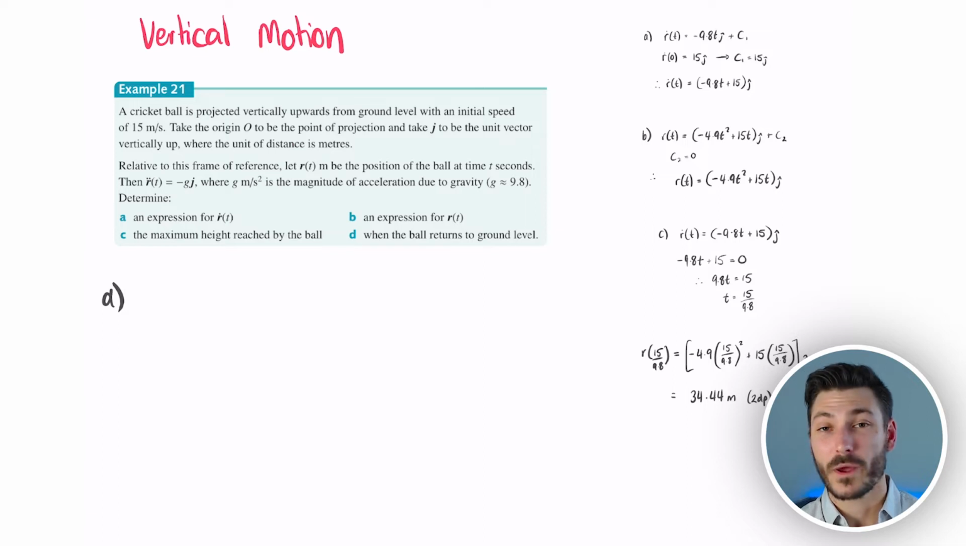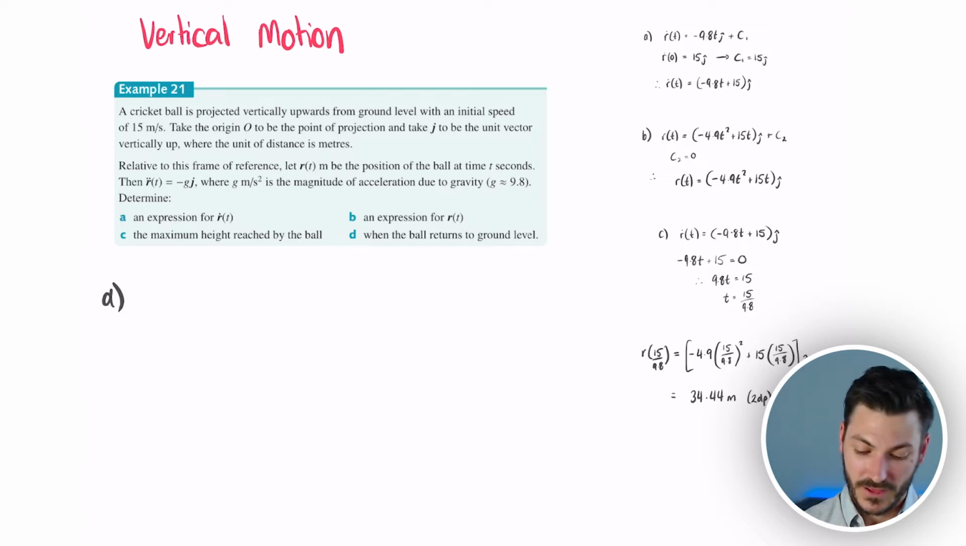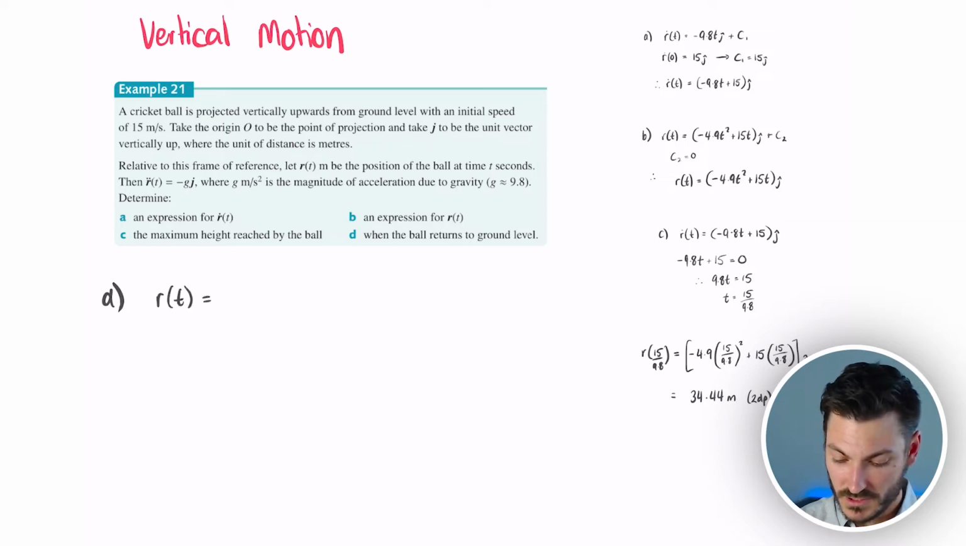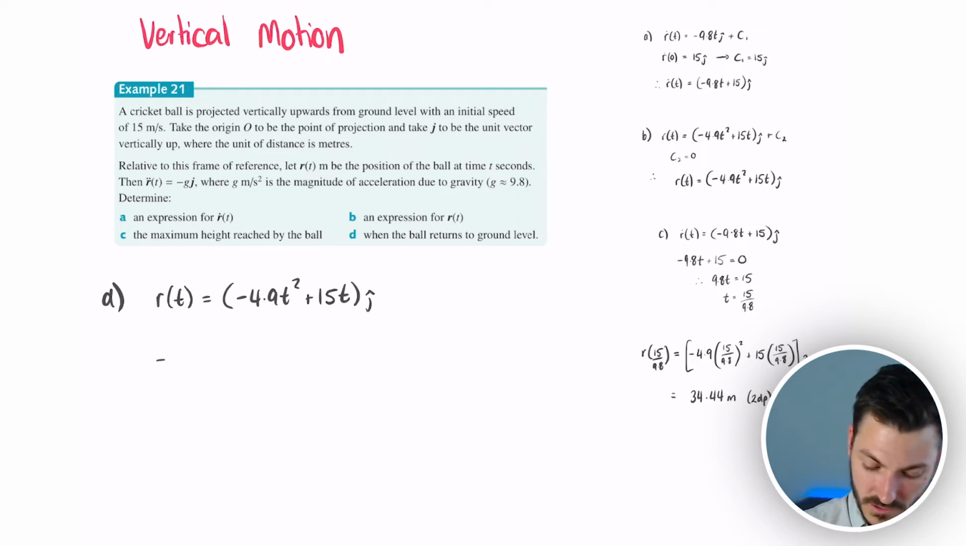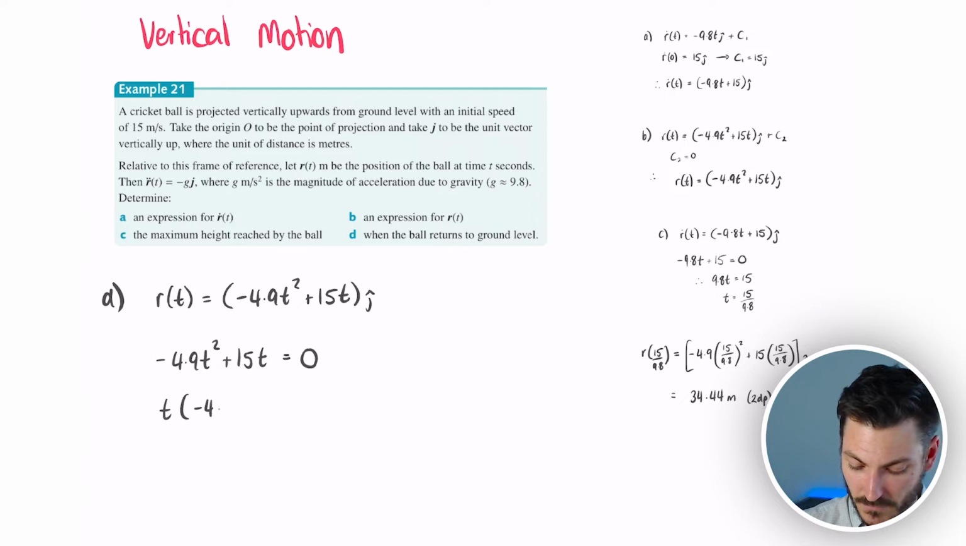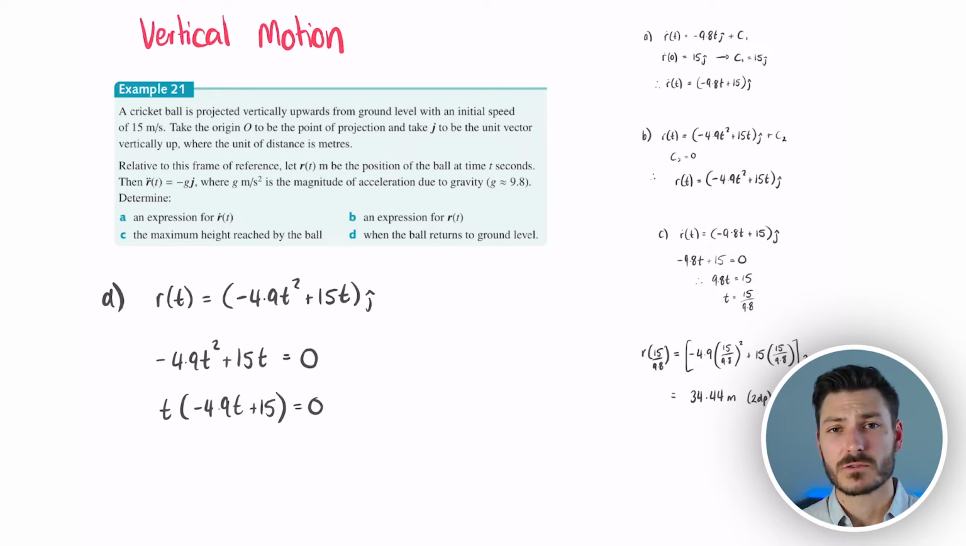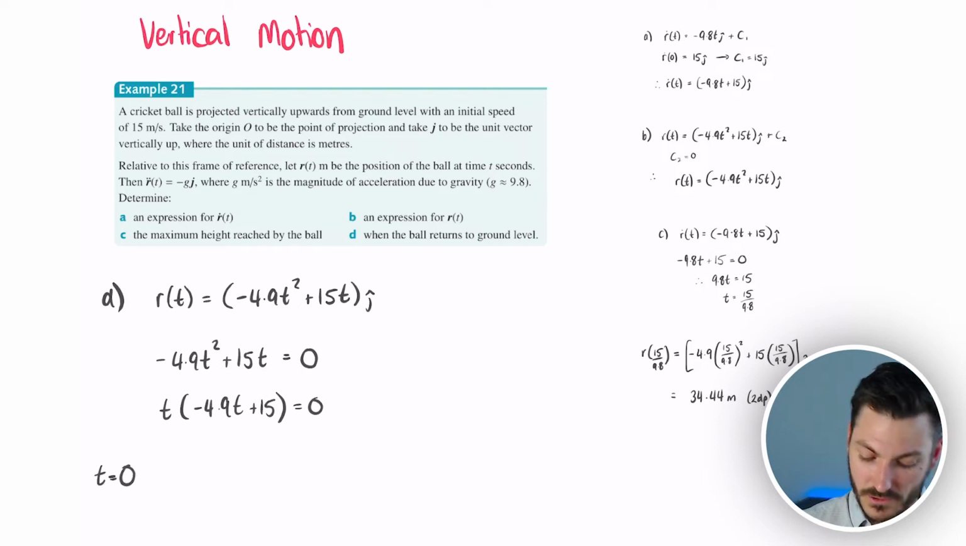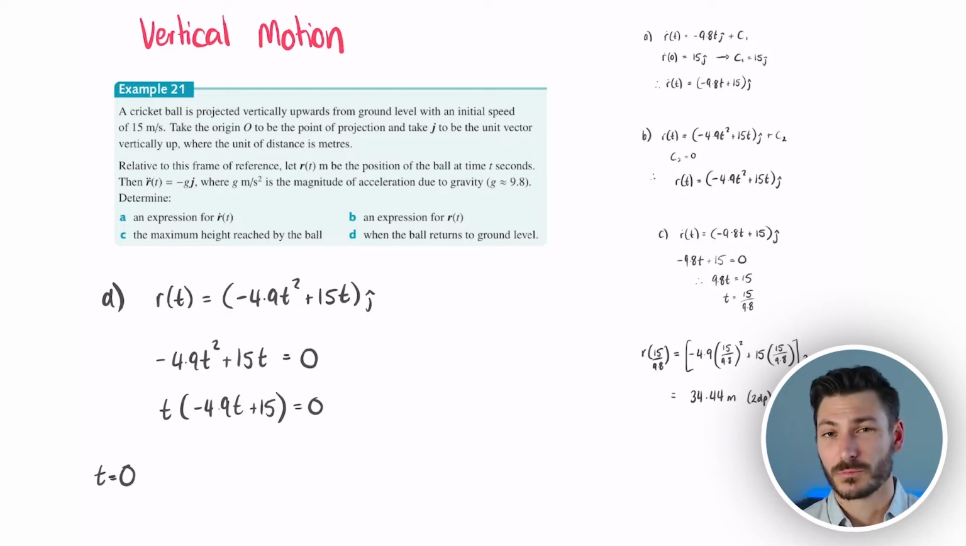And finally, in part D, we have: when does the ball return to ground level? Now, that's just going to be when the position of the particle, which is expressed by r of t, which equals negative 4.9 t squared plus 15t in the j direction, when that thing equals 0. So I get negative 4.9 t squared plus 15t equals 0. I can factorize out a t, and I get t times negative 4.9 t plus 15 equals 0. So this is going to give me two solutions here. The first solution being t equals 0. That's trivial. We already knew that from the initial position of the particle being at ground level. The second one's the interesting one.